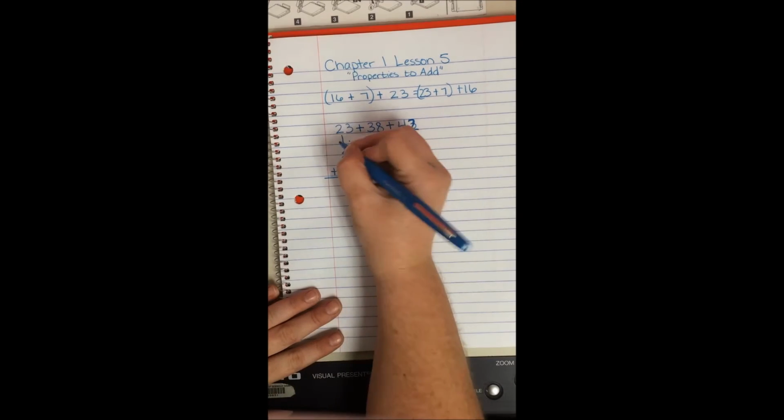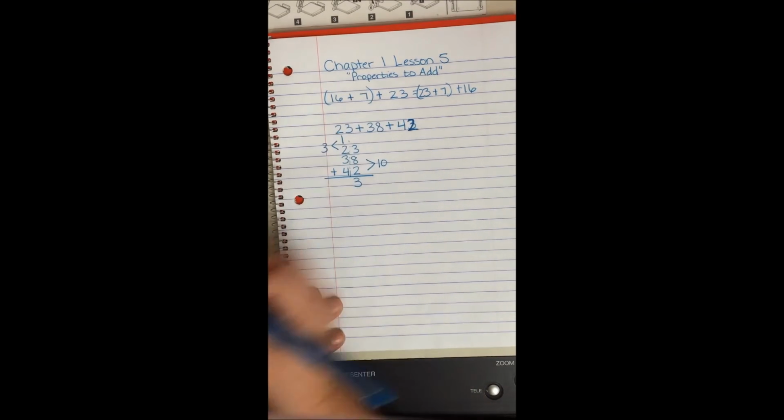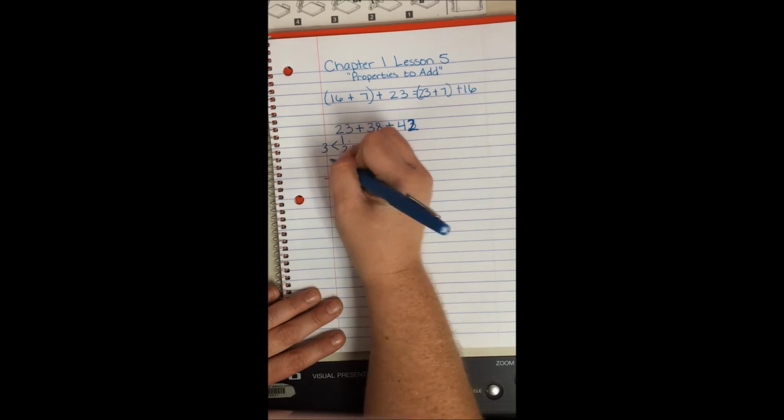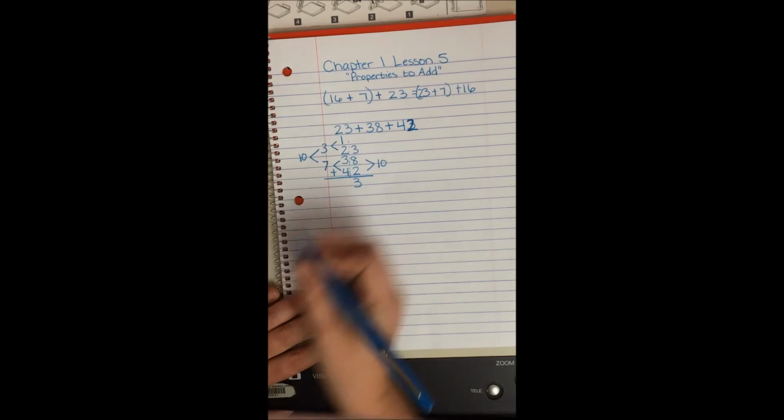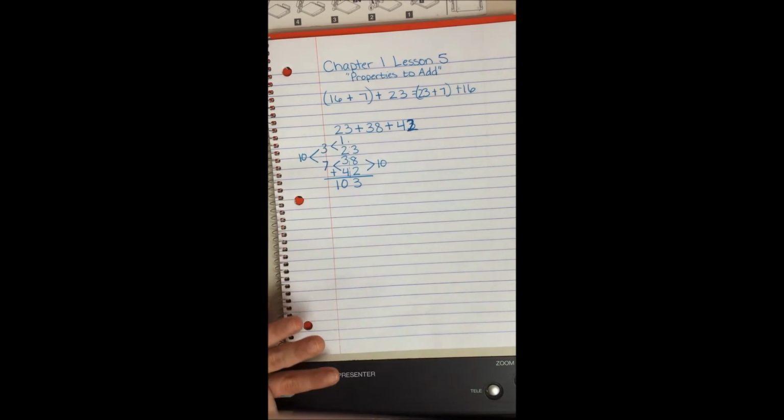And we can do the same thing on this side. 2 and 1 is 3. 4 and 3 is 7. 7 and 3 is 10. So our answer is 103.